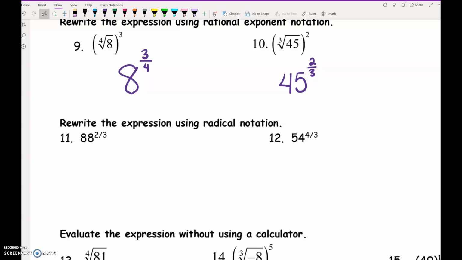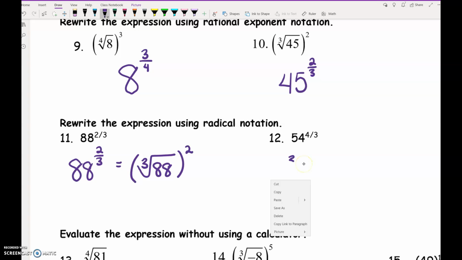Now let's go the other direction. If we have 88 raised to the 2/3, the way that this is written can be a little challenging for some of you. It's totally fine to rewrite it so that the fraction is vertical so you can really see what's the top of the fraction and what's the bottom of the fraction. This is the third root of 88. Put parentheses around it, raise it to the second. Now, you try number 12. The third root of 54, parentheses around it, raised to the fourth.